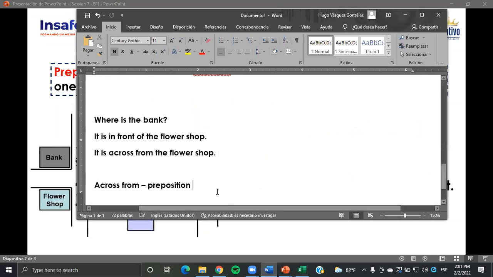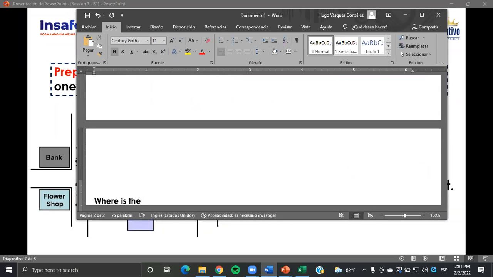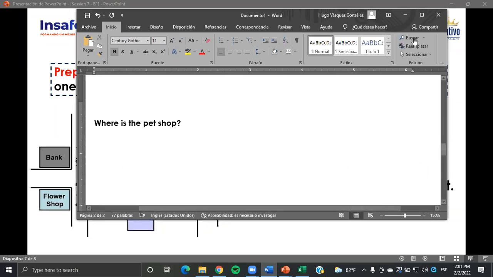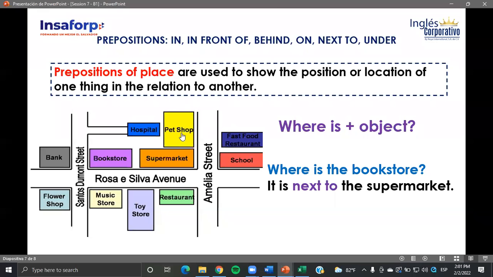Okay? What about if I ask you, guys, where is the pet shop? Where is the pet shop? It's between the hospital and the supermarket. Okay, it could be, the pet shop is between the hospital and the supermarket. Podría ser que está entre medio, ¿verdad? Podría ser.